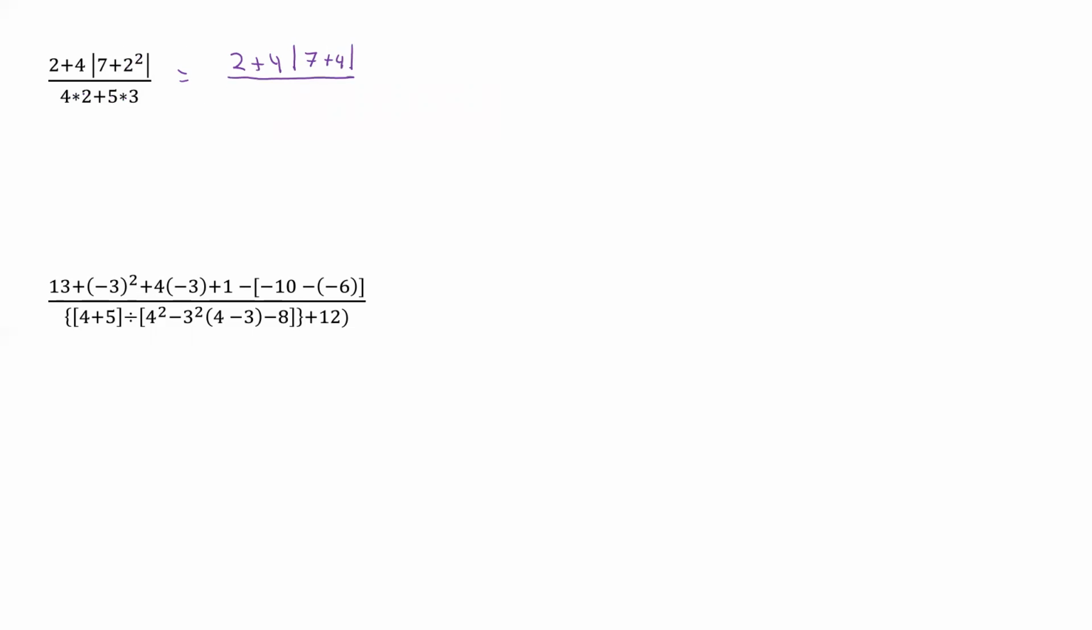Now the denominator, it's completely separate so far. We don't have to worry about it. So we have a multiplication and a multiplication. So we have 4 times 2, well that's 8, plus 3 times 5, that's 15. Okay, so now we've simplified that a little bit. Now 7 plus 4, that's going to give us 11. So 2 plus 4 times absolute value of 11 all over 8 plus 15. So it's going to give us 23.